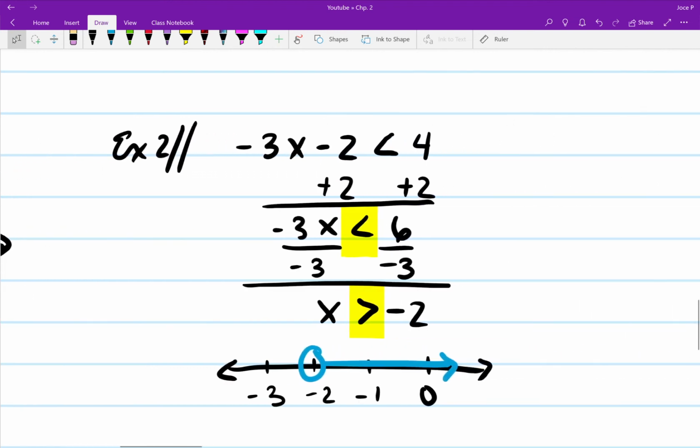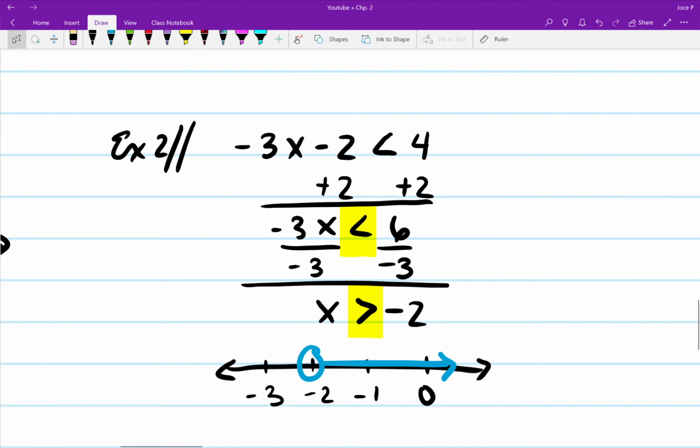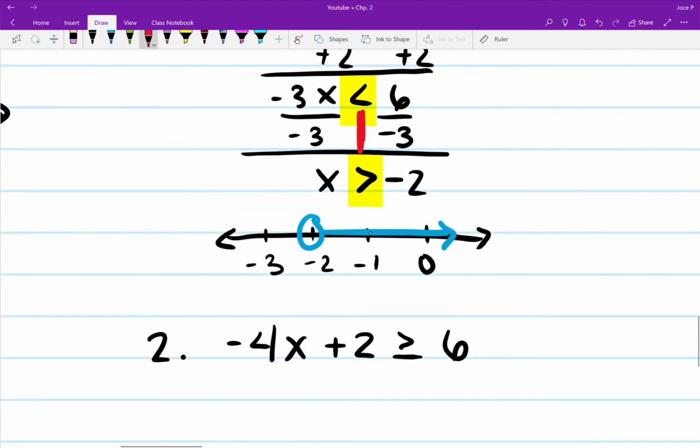Next example. So we add first. Then we have negative 3x is less than 6. We have to divide by negative 3 to isolate x, so we flip the sign. The sign is flipped from a less than to a greater than. Then we're going to graph it. X is greater than negative 2. Open circle, because it excludes the value of negative 2, pointed to the right because it's greater than.